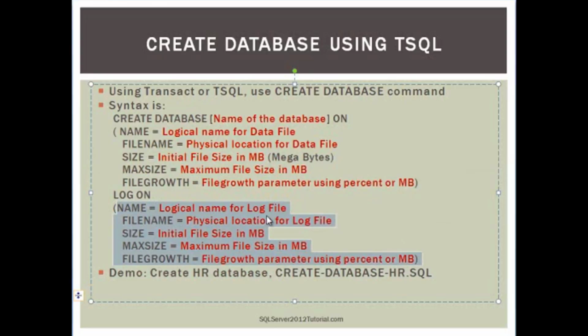Here it mentions this is the logical name for the log file. Okay, this is the physical location, which in our case we just saw the C drive, the initial file size in MB, and then the maximum file size in MB, which is megabytes, and then file growth, which is a parameter using either % or MB. And like I mentioned, you do want to use MB as a preferred method.